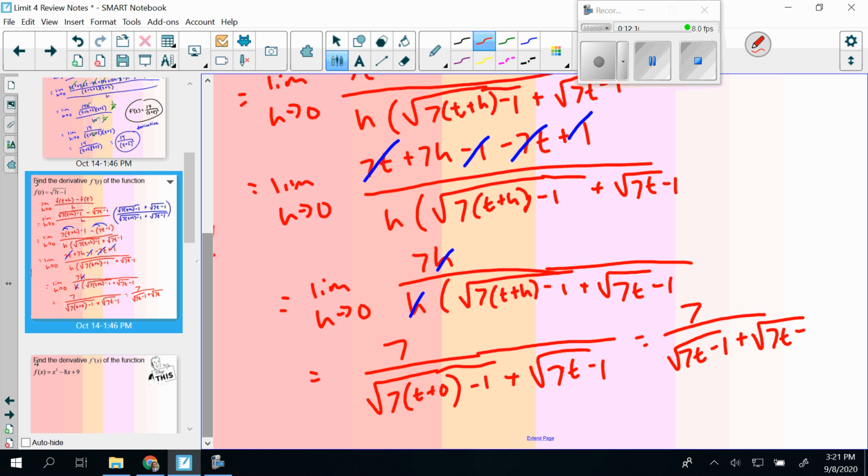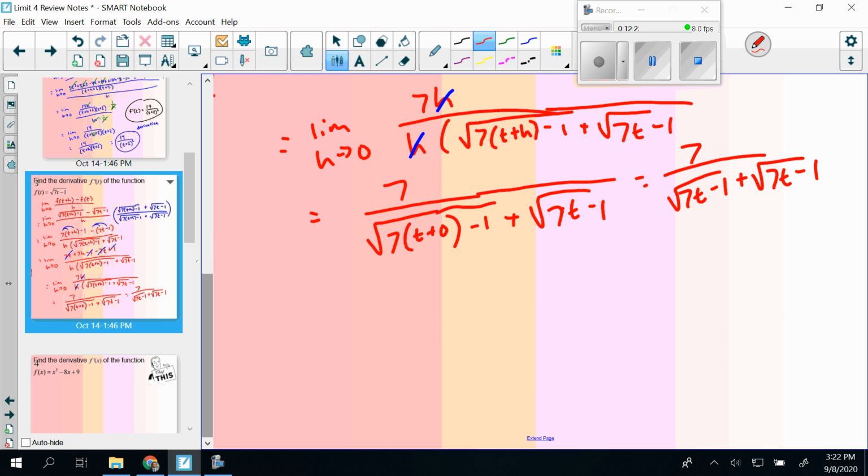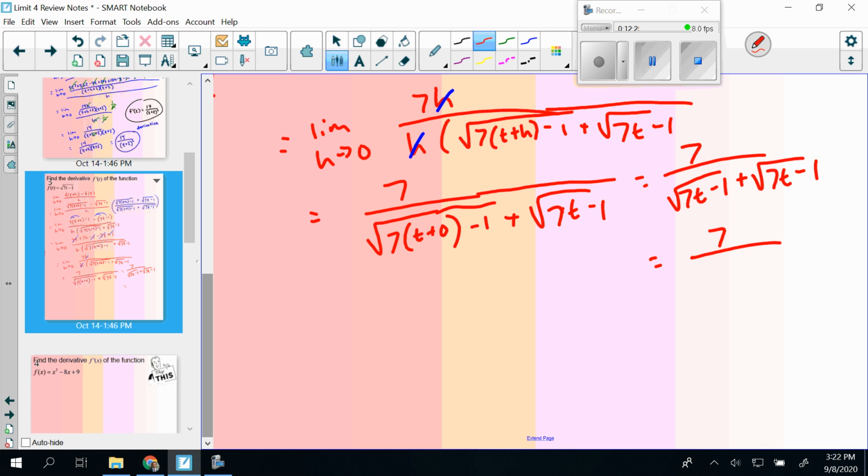of 7t minus 1. That's an okay answer, but if we're adding two of the same type of radicals, that means that we have two of those now, so we could write it as 7 over 2 times square root of 7t minus 1. And that would be our derivative.